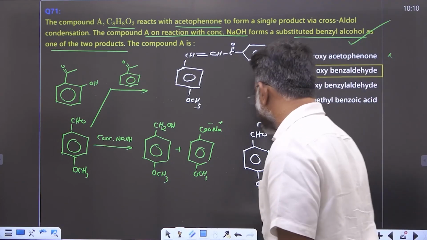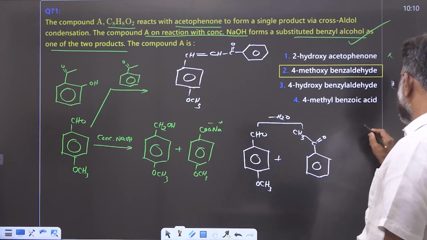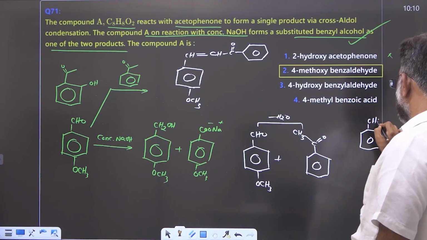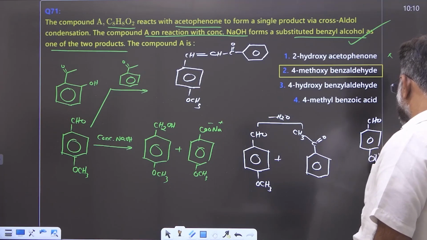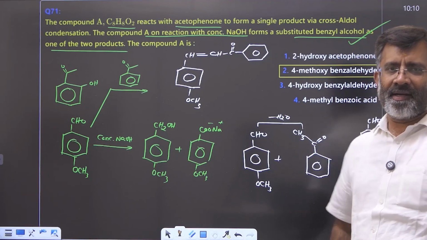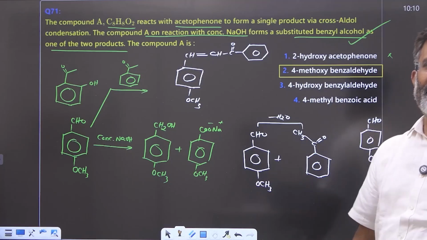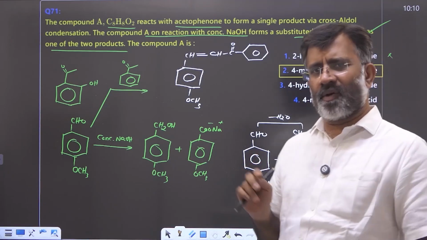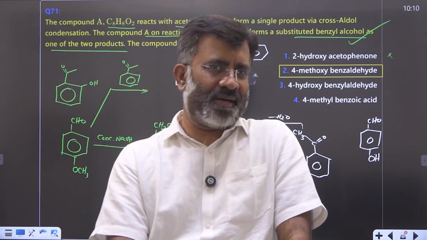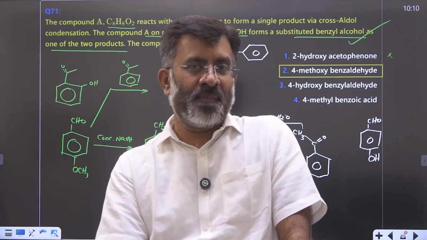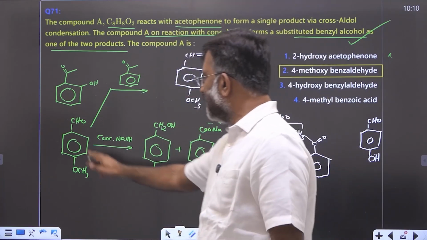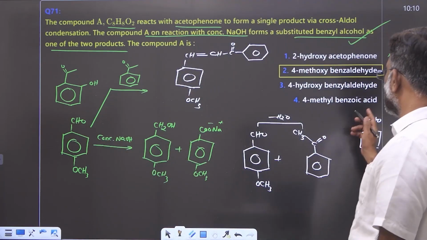4-hydroxybenzaldehyde. Why not 4-hydroxybenzaldehyde? This is benzaldehyde, 4-hydroxybenzaldehyde. It is not matching with the formula. There are 8 carbon atoms, and this contains only 7 carbon atoms. All other descriptions are matching for the third choice, but it's not matching with the formula. The formula says 8 carbon atoms, right? Here it contains 8 carbon atoms.